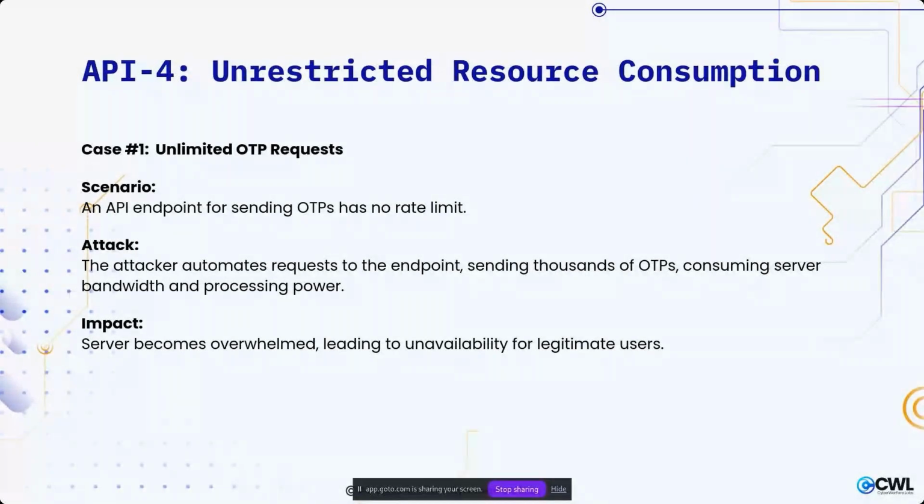And when we enter that particular OTP, the server validates if the OTP is right or wrong. So what if there's no rate limit on that particular API endpoint? An attacker can abuse it, and after abusing, he not only overwhelms the server, he also annoys the particular user to whom the OTP is being sent.